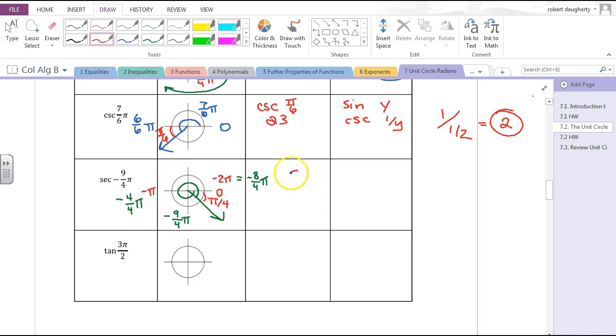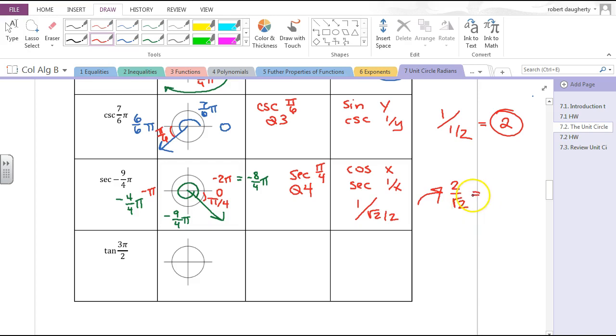So I'm looking for the secant of pi over 4 in quadrant 4. Okay? So if the cosine is my x value, the secant is 1 over x. So I need to go to pi over 4. What's my x coordinate? It's square root of 2 over 2. So what is 1 over that? So it's 1 over square root of 2 over 2. And since I'm in the fourth quadrant, cosine and secant will be positive. So this answer will be 2 over the square root of 2.